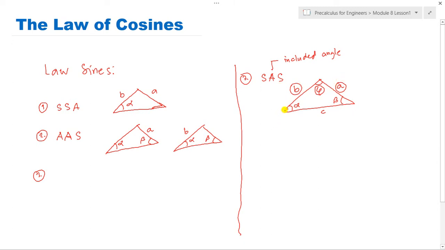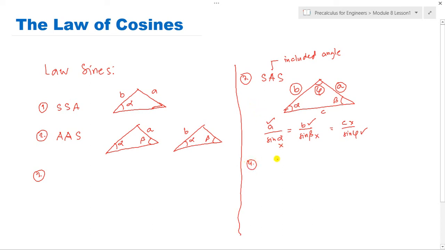Why can't this be solved using the law of sines? Because to solve, even for alpha, that is A over sine alpha equals, in terms of B, B over sine beta. Alpha is unknown, B is given, however beta is unknown. So therefore we cannot get it, even for C, that is C over sine gamma. C is unknown, gamma is given, and we still cannot get it from A or alpha or any other parameter. So therefore this cannot be solved using the law of sines.